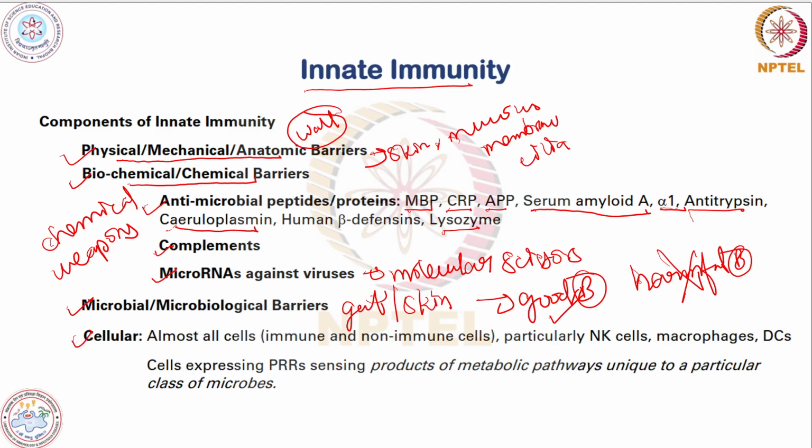The fourth one is the cellular barriers. The cellular barriers, as from the name you can see, these are the immune and non-immune cells of the body. These are the cells which help in fighting the infection. An example of this is NK cells, that is natural killer cells. They kill virus-infected cells and some of the other pathogenic cells of the body.